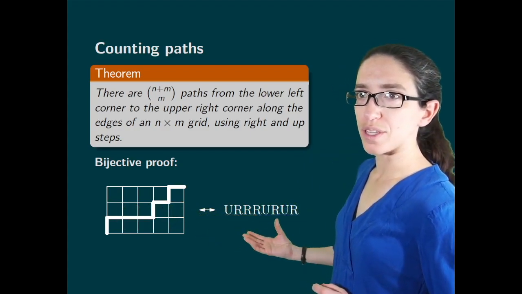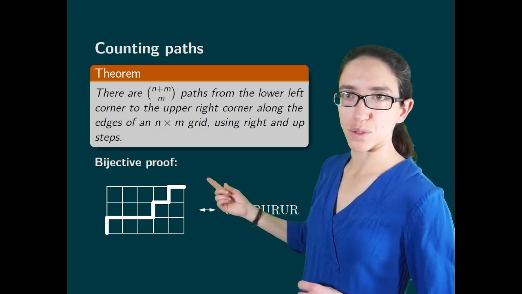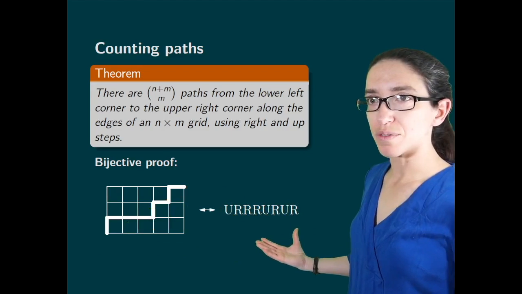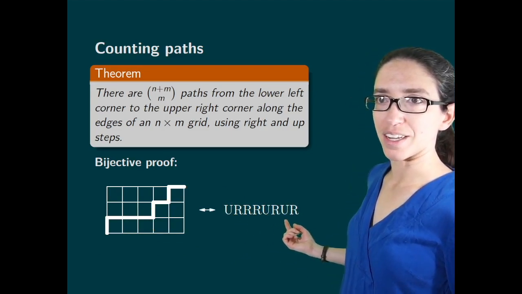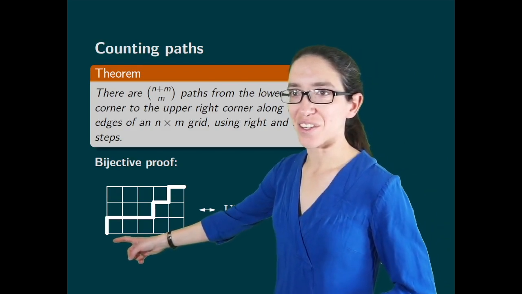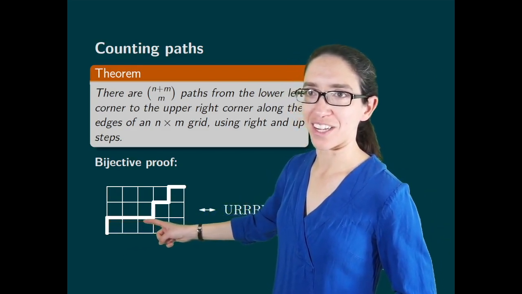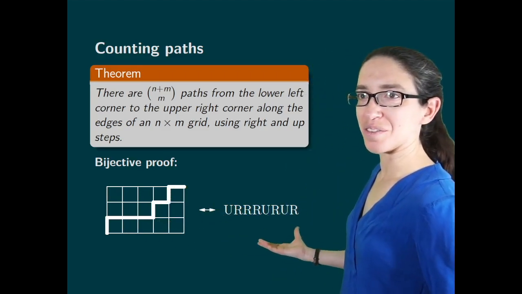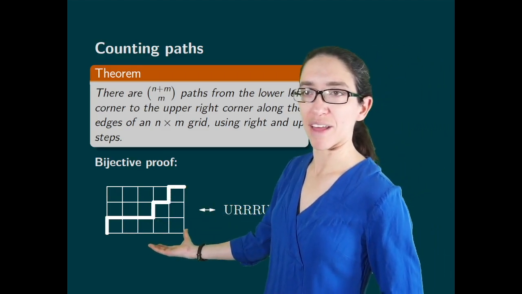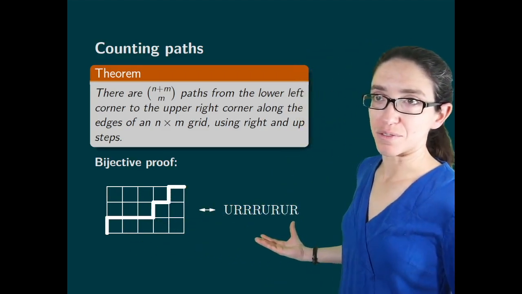And we can encode this kind of path from the lower left corner to the upper right corner with a sequence of directions. In this case, up, right, right, right, up, right, right. And that tells our little robot to go up, right, right, right, up, right. So certainly this is a bijection. The directions tell you uniquely what the path is, and the path has a unique set of directions.